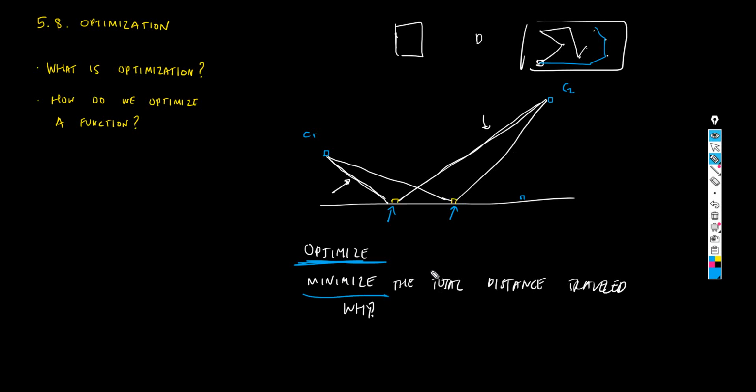That's what optimization is, guys. It's trying to make a quantity either minimum or maximum because it's convenient, because that's gonna save you money basically, or time or energy or other things. Okay, so that's the gist of the idea. Okay, that's what optimization is.